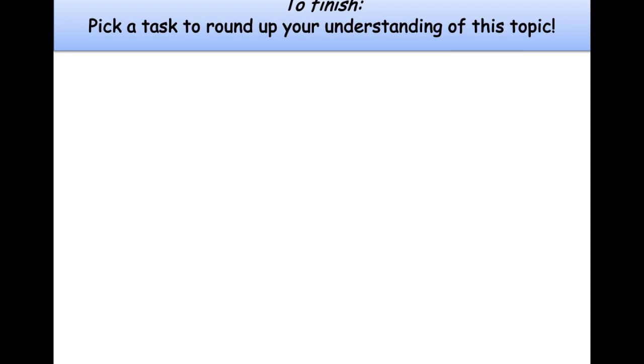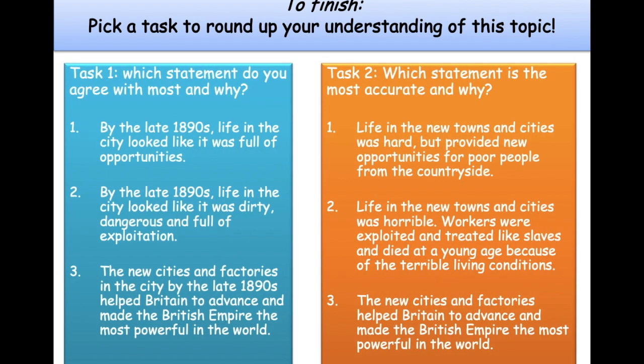Okay, to finish then, you have 2 tasks to choose from. Now, task 1 is which statement do you agree with most and why? So have a read through of each of these 3 statements, and in your exercise book you could write, I agree most with statement 1 or 2 or 3 because. And the because is very important because that's you justifying your decision. It's all well and good to pick one, but the only way I will know if you haven't picked one at random is if you explain your decision. So that's task 1. Which do you agree with most?